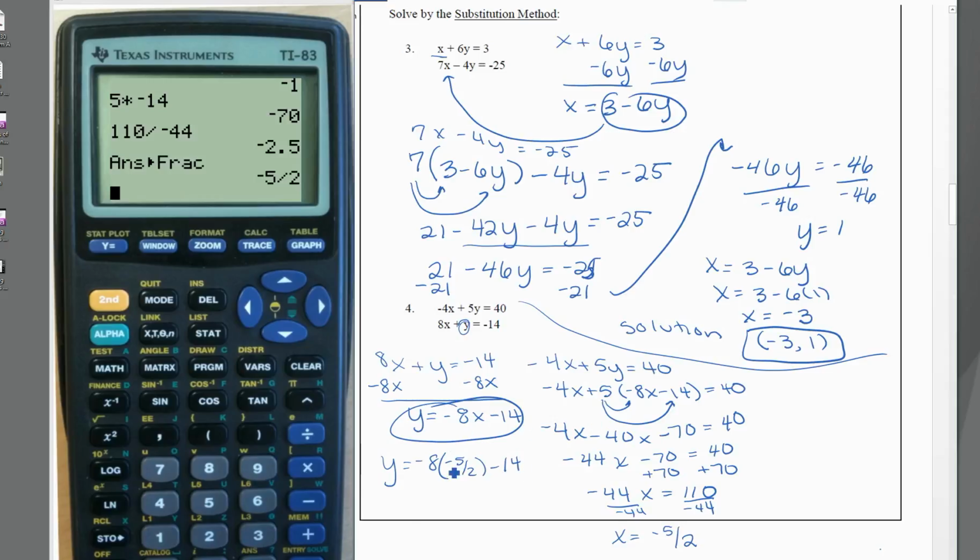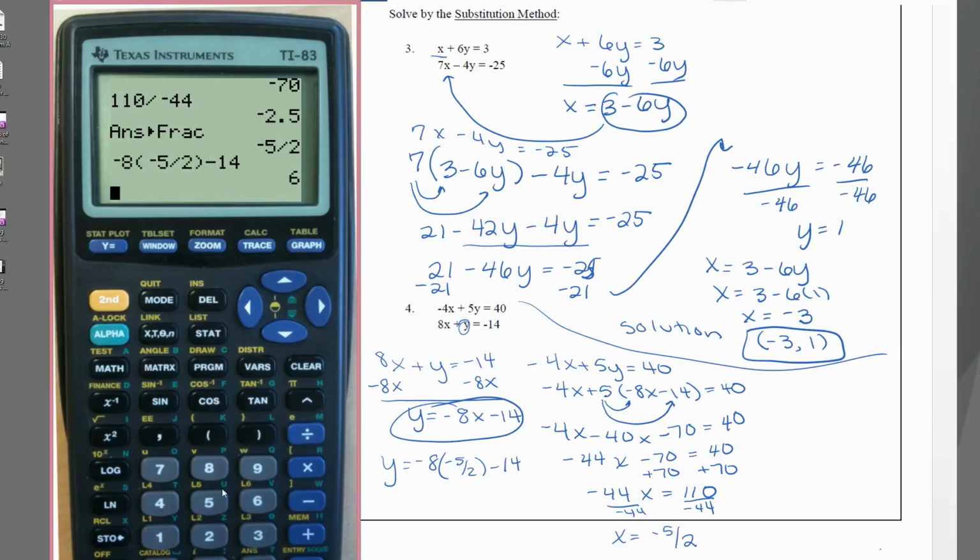And if you want, you can put that whole thing in your calculator. Negative 8 times negative 5 halves minus 14. And y is equal to 6. So our solution here is negative 5 halves, 6.